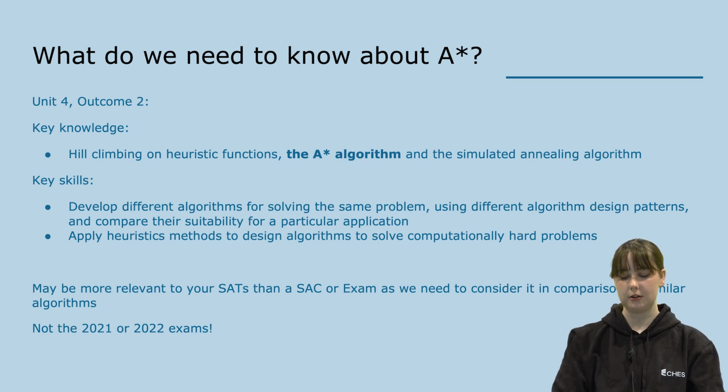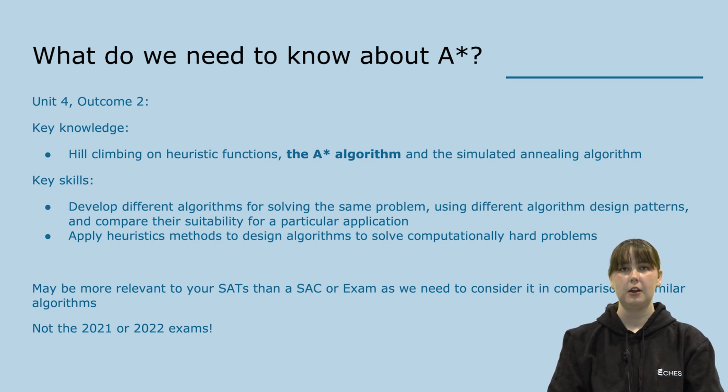Our Unit 4 Outcome 2, and our key knowledge for that, says that we need to know the hill climbing on heuristic functions, the A-star algorithm, and the simulated annealing algorithm. I know that's just one little dot point, we just need to know the A-star algorithm. It's a bit vague. And then our key skills, and you might be reading these and thinking, what does that have to do with A-star?